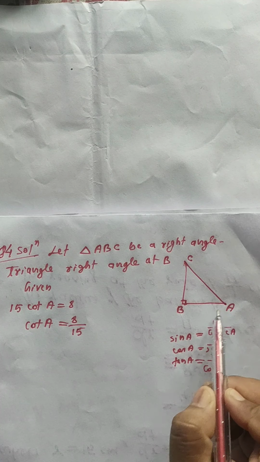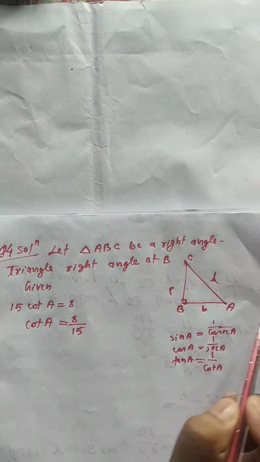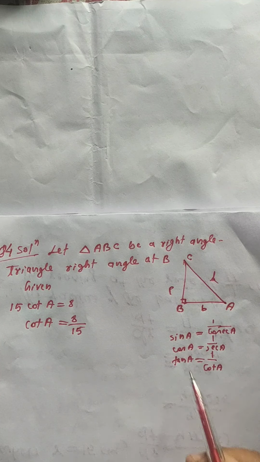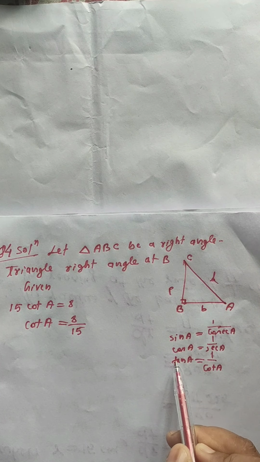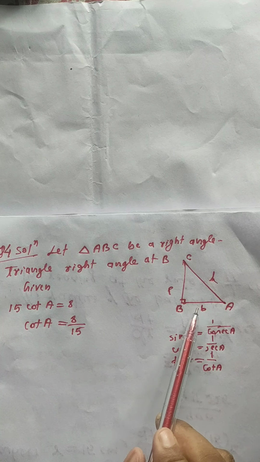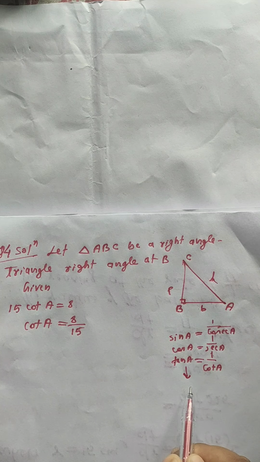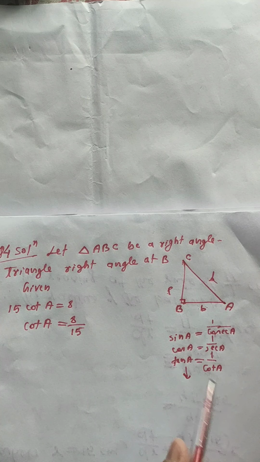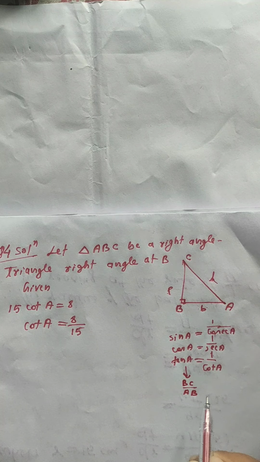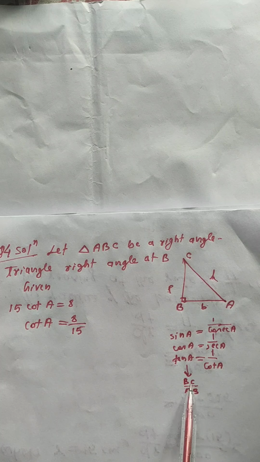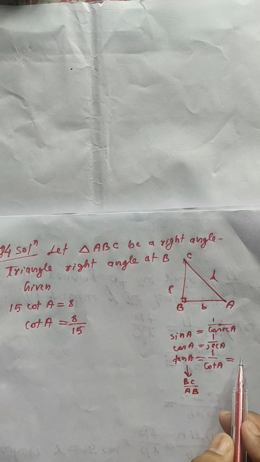If we take this point, then this side must be base, this is perpendicular, and this side is hypotenuse. Now look at here, tan A. So how to remember? Tan means turn permanently black. That means BC by AB. For tan it is BC by AB.